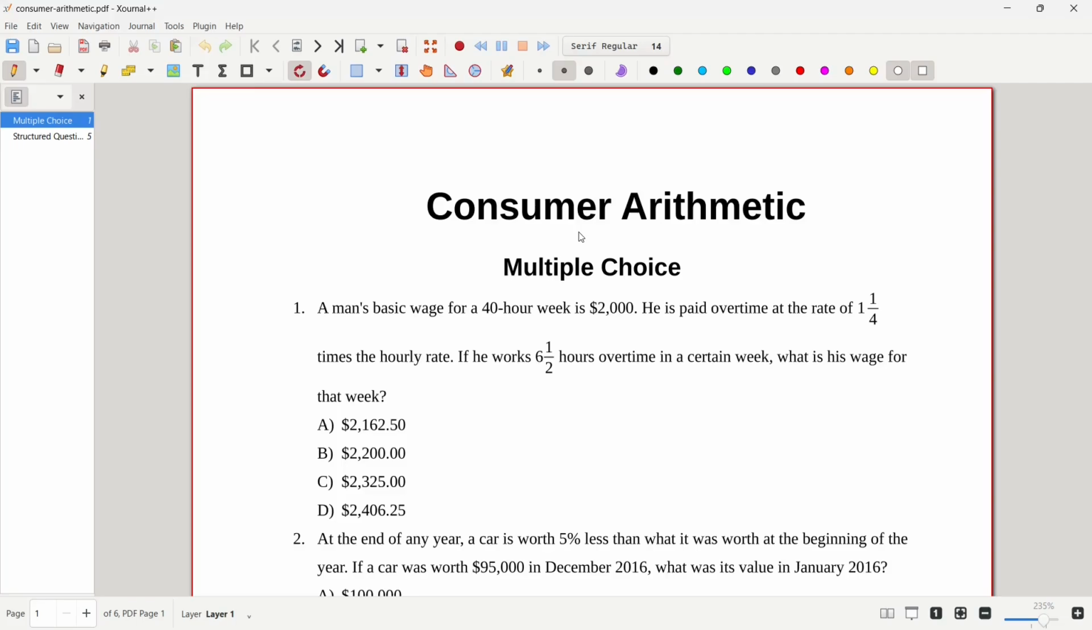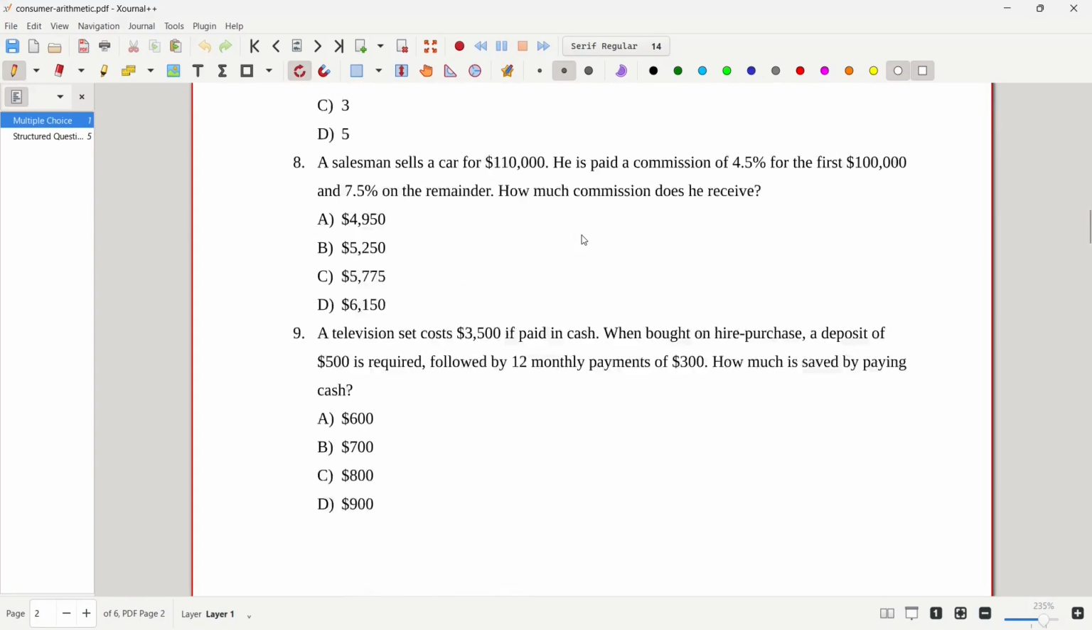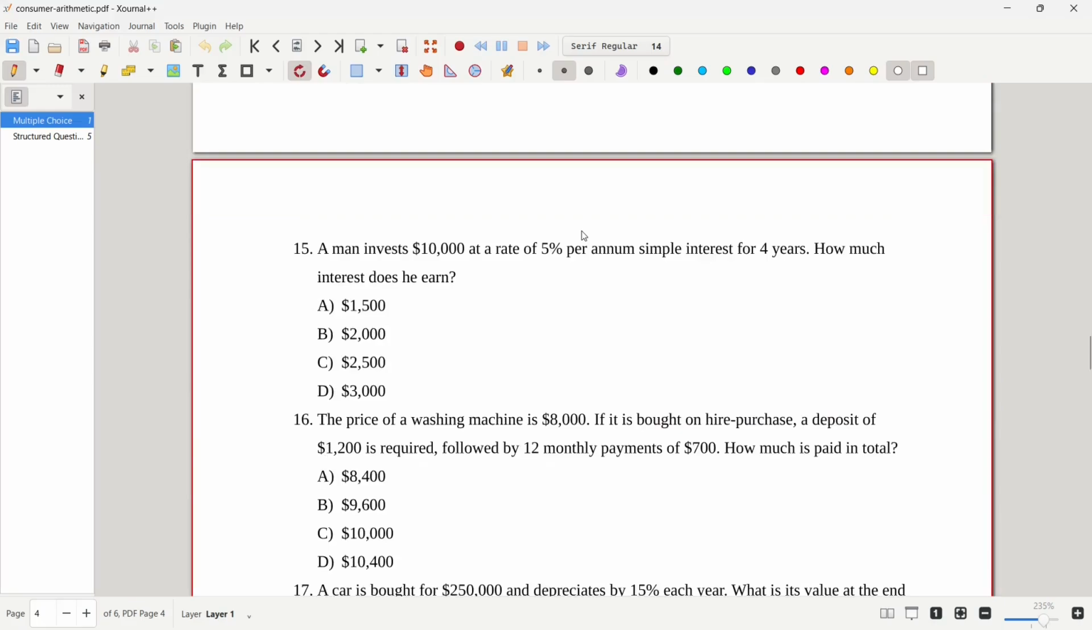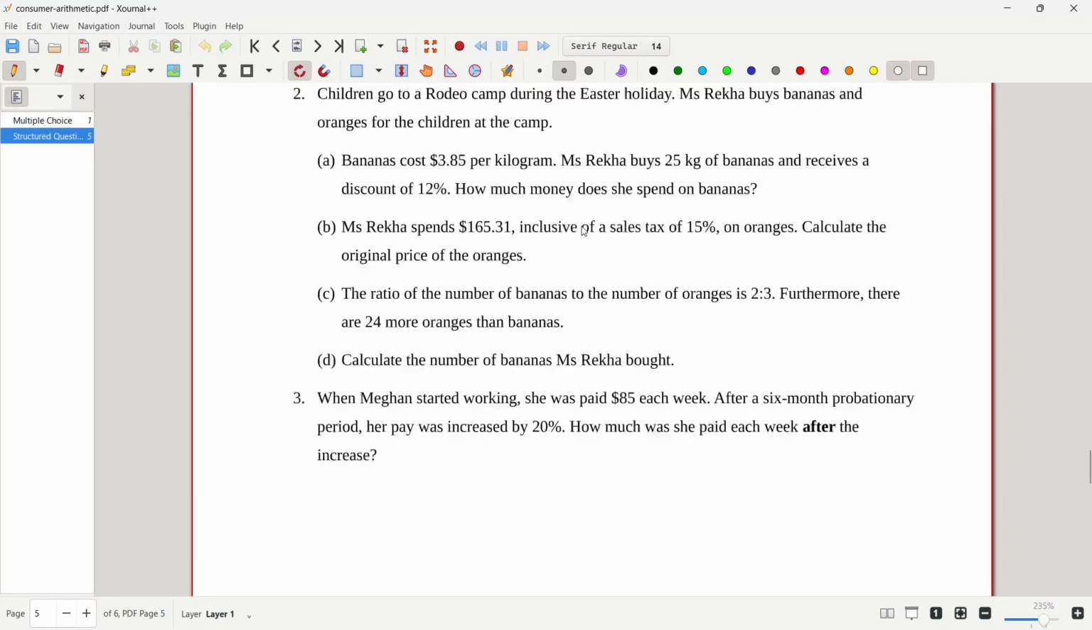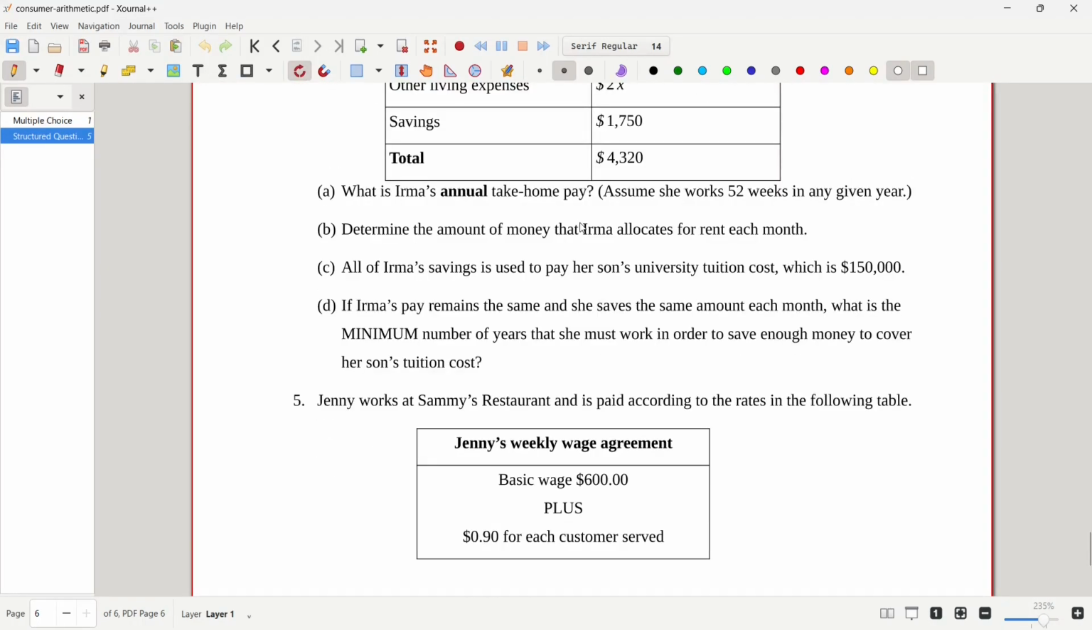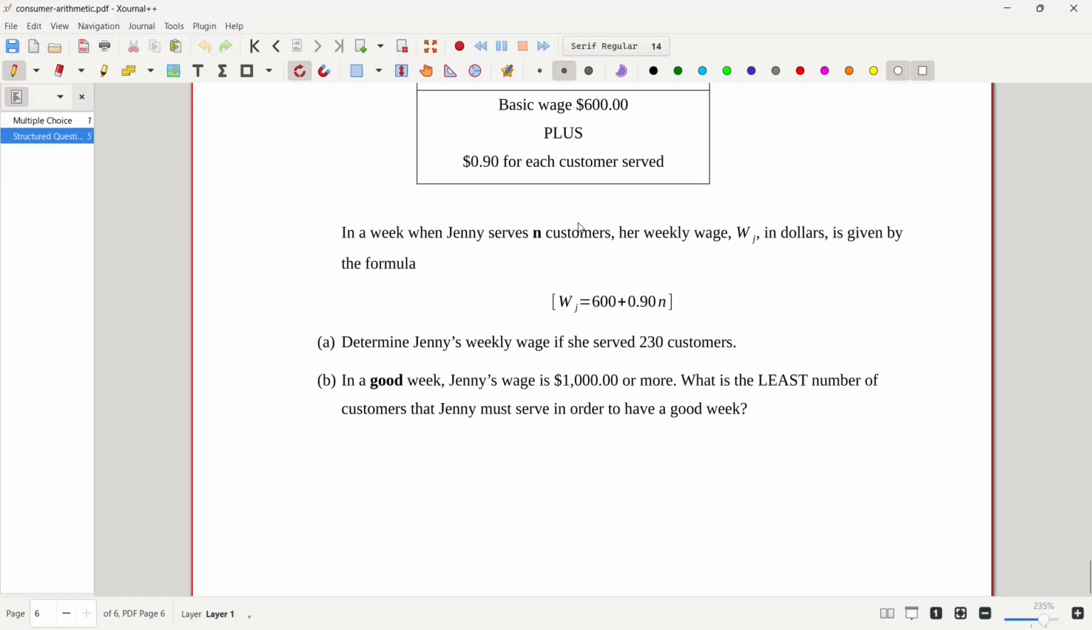Now, the consumer arithmetic exercise sheet is going to have 20 multiple choice questions with a range of objectives. And then we're going to have 5 structured questions. These should be done in approximately 1.5 hours.